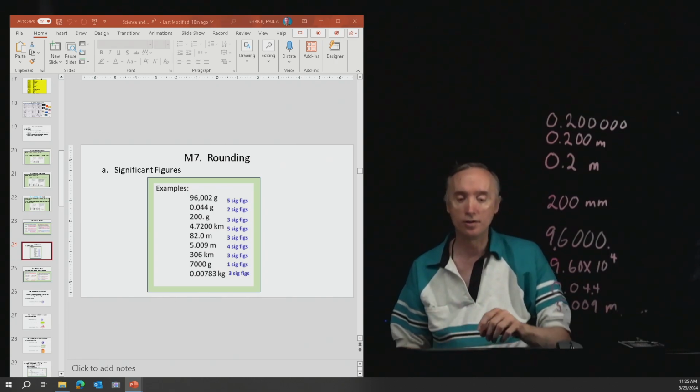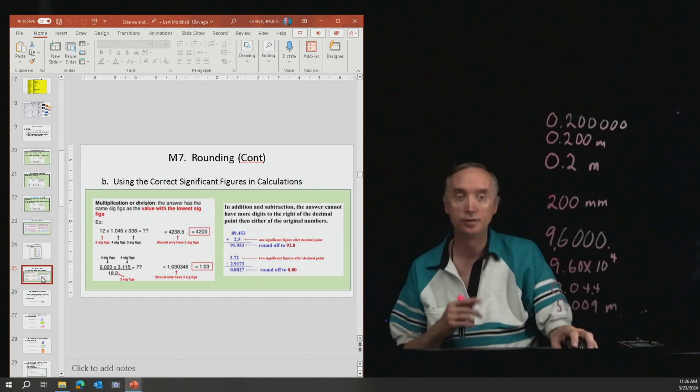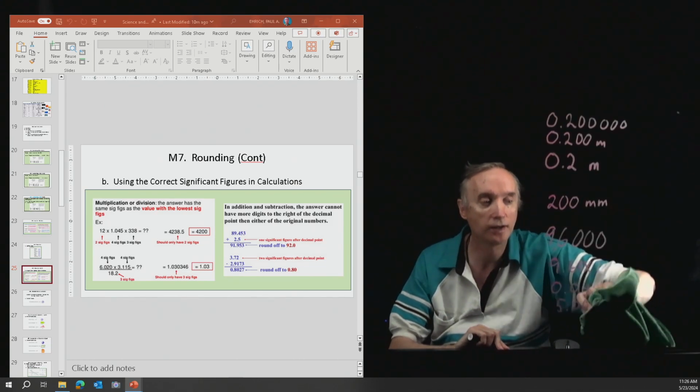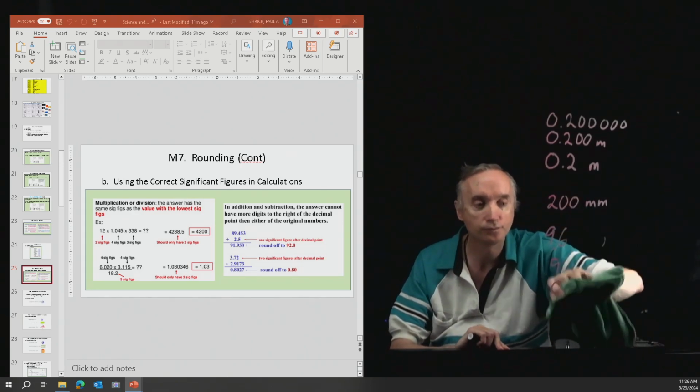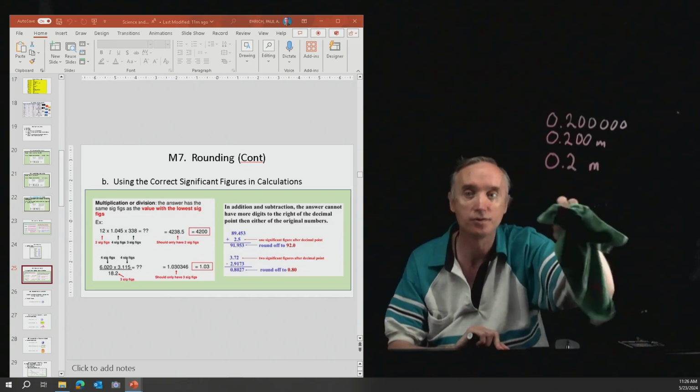Now, we want to also be able to add and subtract numbers using the correct number of significant figures, and we also want to be able to multiply numbers using the correct number of significant figures. So let's take a look at the first one. There is an example of multiplying numbers together.